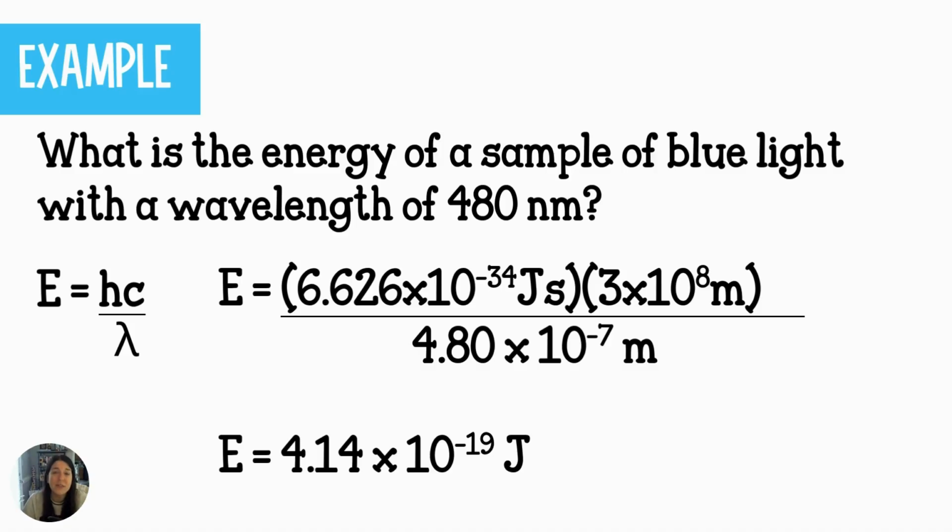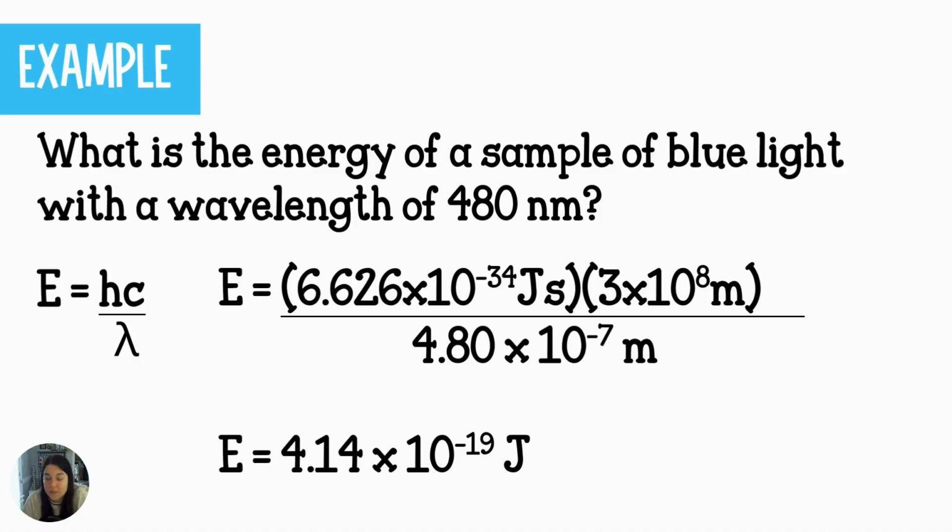I need to find out the energy, so I'm going to solve for E. H is a constant. It's a scary looking constant, but it's just Planck's constant. And Planck's constant is the relationship between frequency and energy of light. That's all. So we're going to plug in that number for H. C is super easy because I know the speed of light.